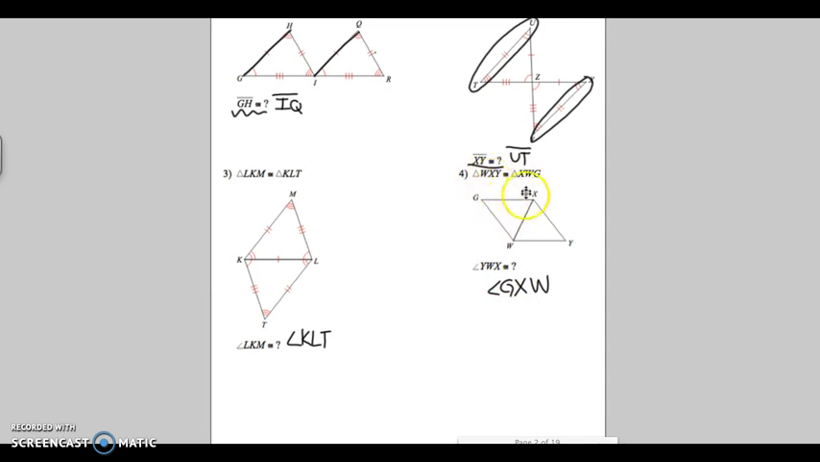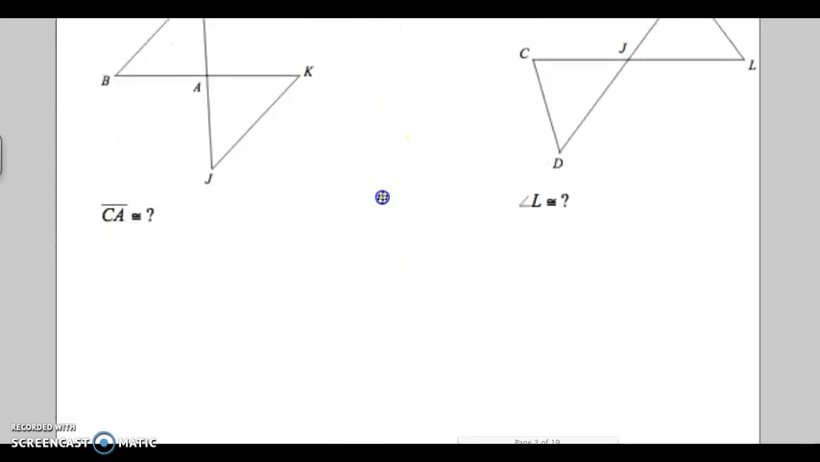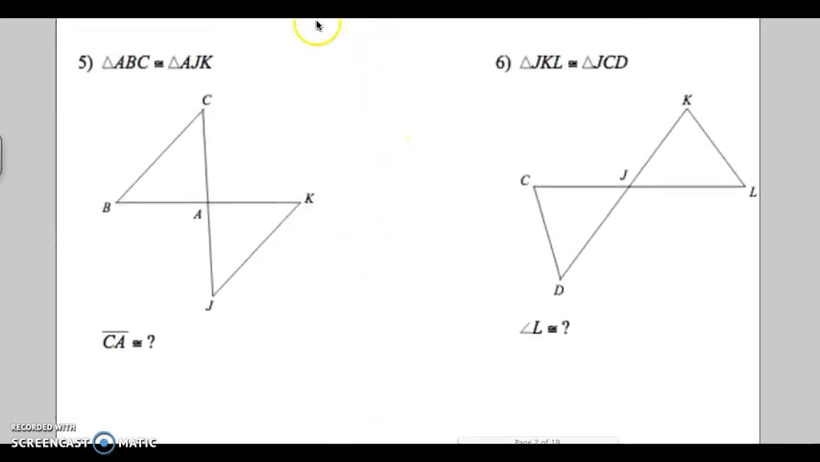X was the middle letter over here, W. Okay? Alright. On 5 and 6, let's look at this. So CA, notice C and A are both in this triangle over here. So C corresponds with K, and then A is going to correspond with A. Okay, so CA is the exact same as KA.